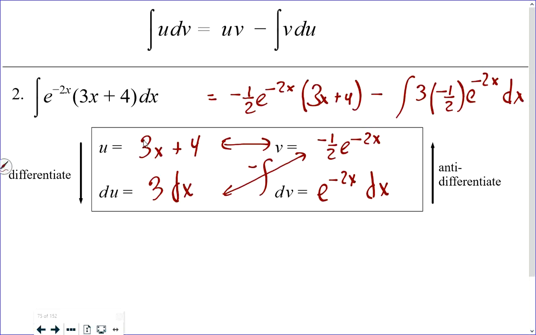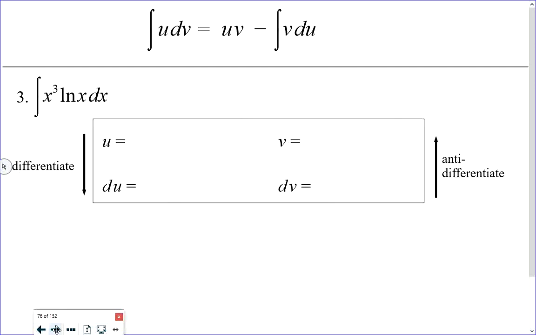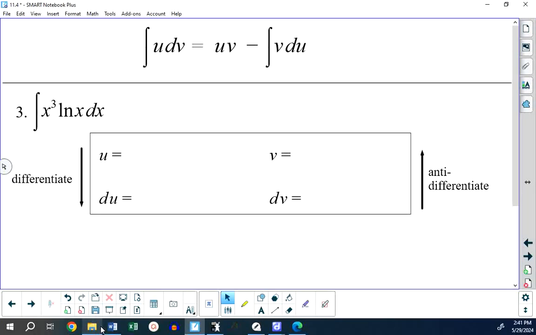So let's try one more together, and this is the one that proves the exception to the rule that says we want to take the thing that gets simpler when we differentiate. Because you would probably think that you're going to choose x cubed here. Now, does yours say x cubed ln x? Okay. Just stop writing for a second. Just imagine it didn't say x cubed ln x. Just imagine it said x ln x, okay?